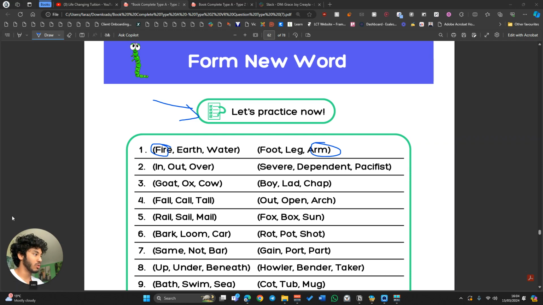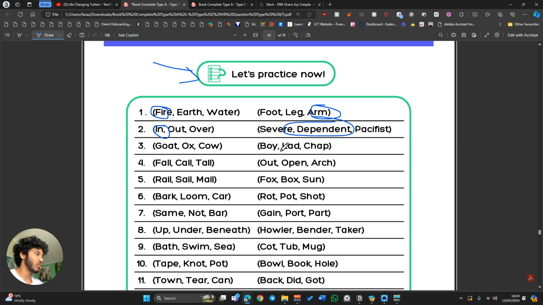For the next one, hold on. So if we look at in, severe, independent, we already got the answer right there. Go for question 3. Goat boy, goat lad, goat chap, nope. Ox boy, ox lad, nope. Ox chap, no. Cowboy, okay, so that's going to be our word.